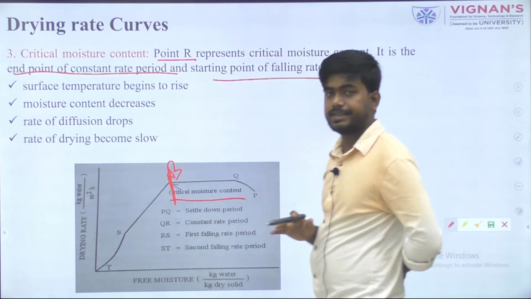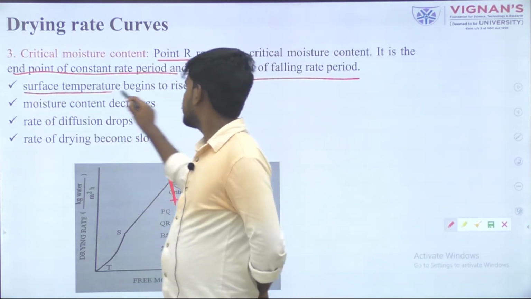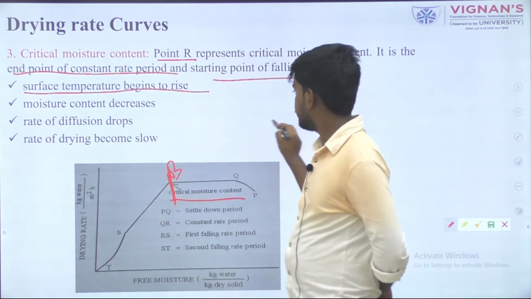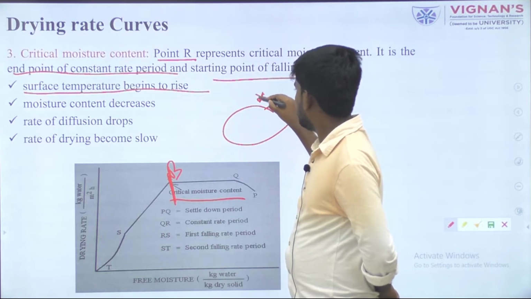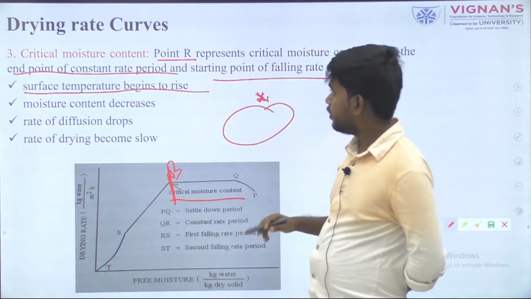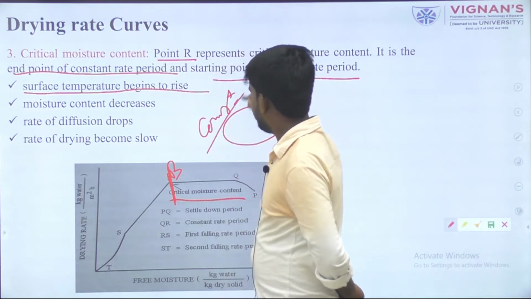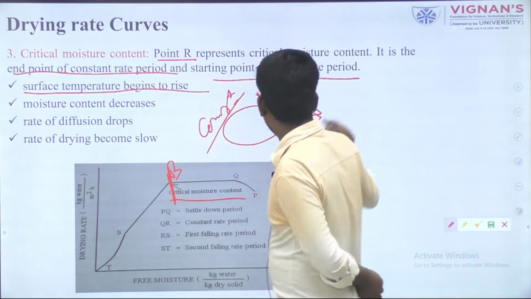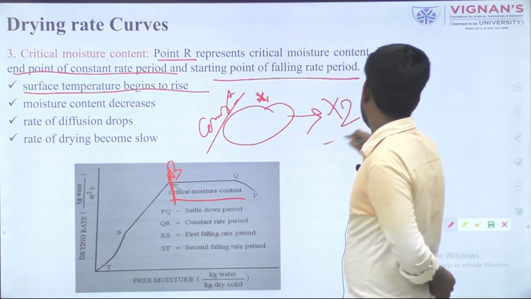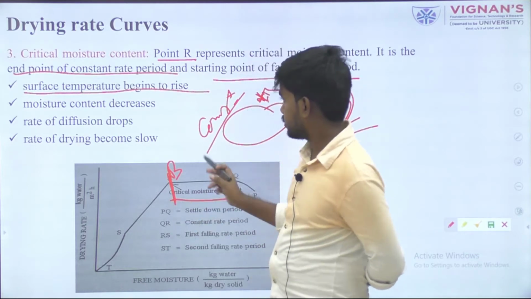So what changes take place during this process? The first one is the surface temperature. For example, in the constant rate drying period it is denoted as x1. After reaching this critical moisture content, the temperature may rise to x2, that is, x2 is higher as compared to x1.